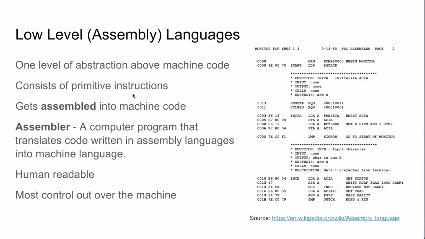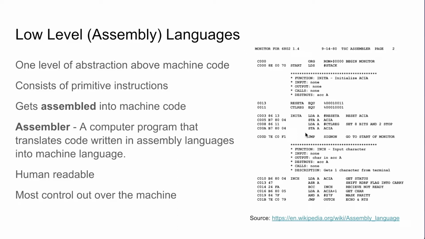The next type of language we have is going to be an assembly language, and this is going to be one level of abstraction above the machine language. And assembly languages are going to consist of only primitive instructions. If we look over here, we have some different instructions right here. We have like the equals and LDA, STA, LDA, STA, the jump here. These are all different assembly level instructions. I'm not going to get into what they do, but this is what an assembly language will look like.